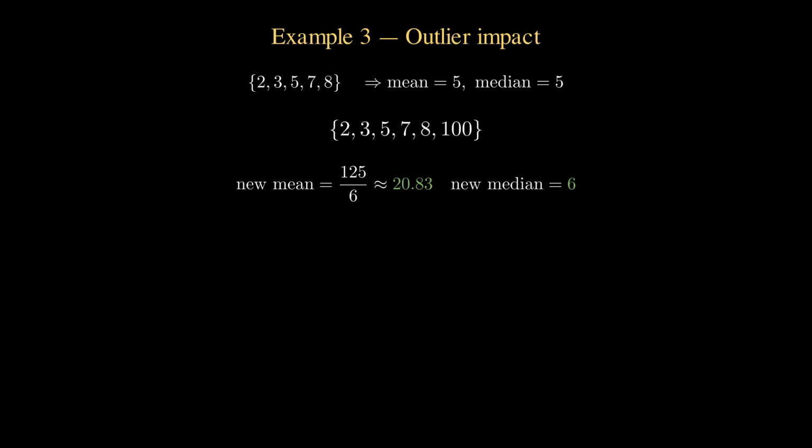That is why the median is called resistant to outliers. It tracks the middle position, not the gravitational pull of distant extremes, which is exactly why statisticians prefer it for skewed real-world data, like income.